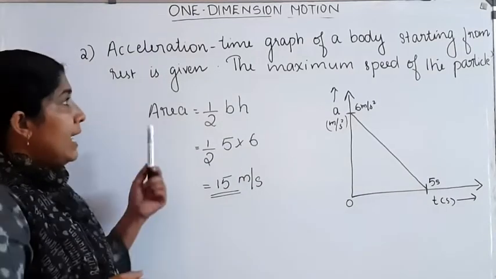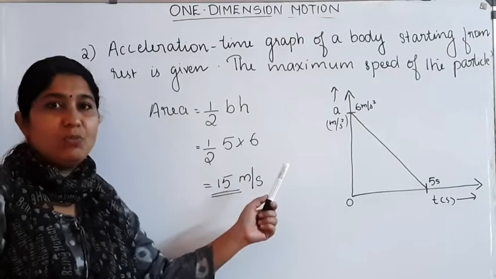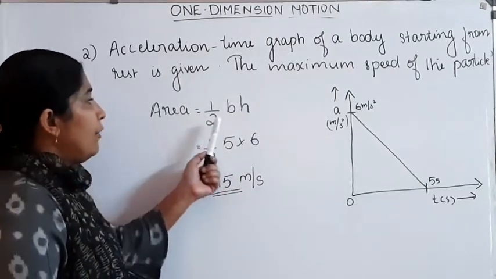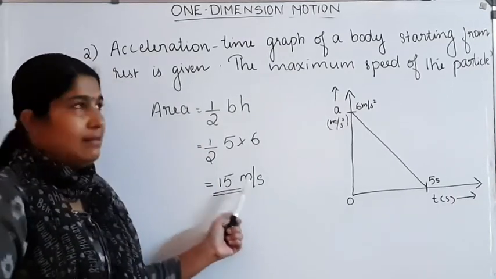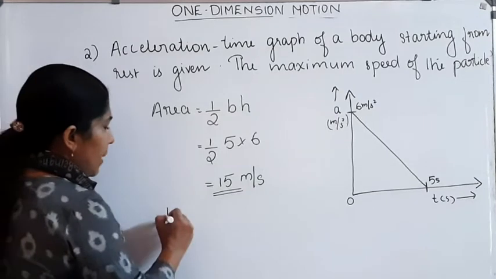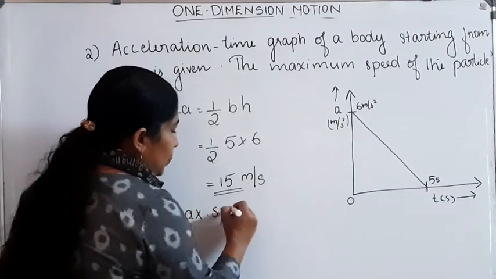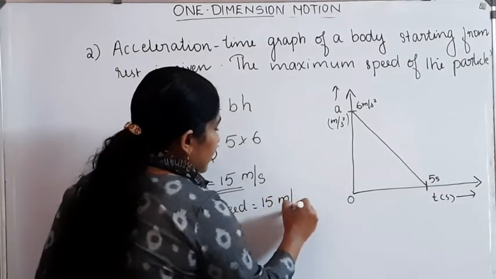The area under the acceleration-time graph gives speed. Therefore, the area is equal to half BH, and we got the value as 15 meter per second. This is the speed. Maximum speed is equal to 15 meter per second.